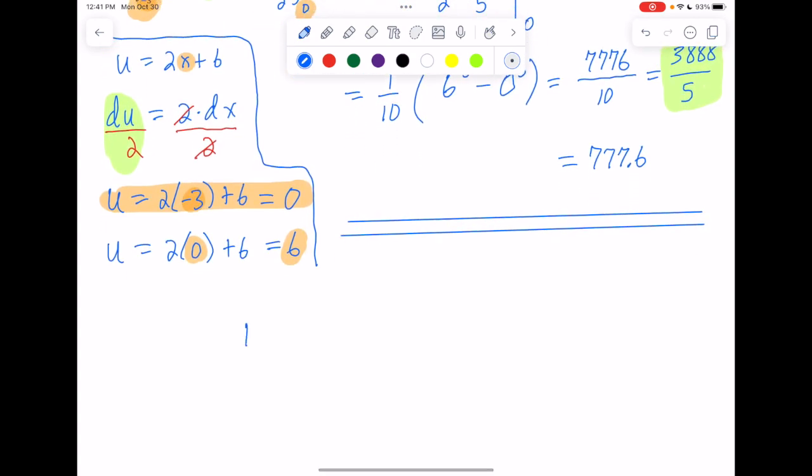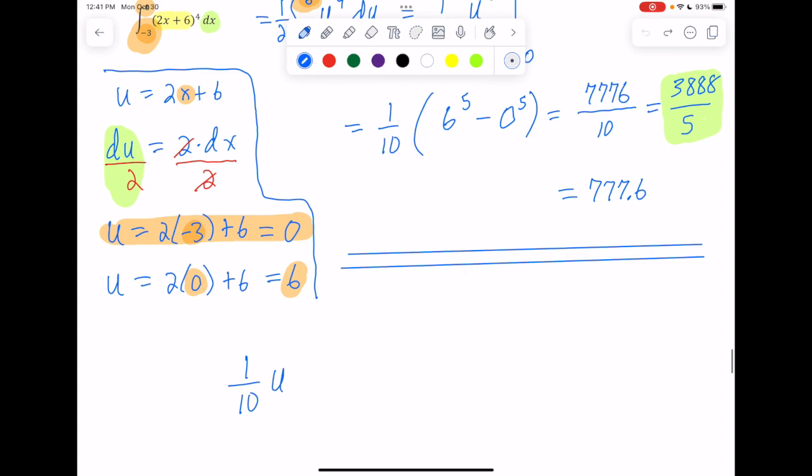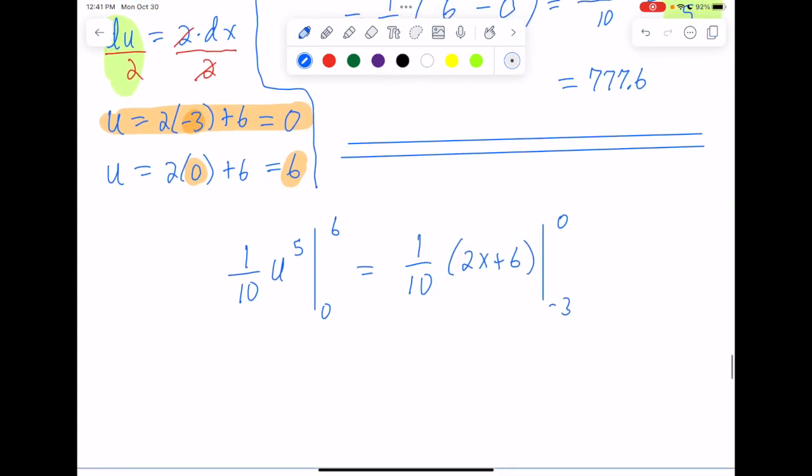So we have 1/10 u to the 5th, and it's evaluated from 0 to 6. So let's back substitute now. So we have 1/10, and then what was u? U was 2x plus 6. Because we switched back to x, we would have to switch back to our original limits of integration, which were -3 and 0. We could factor the 1/10 out front.